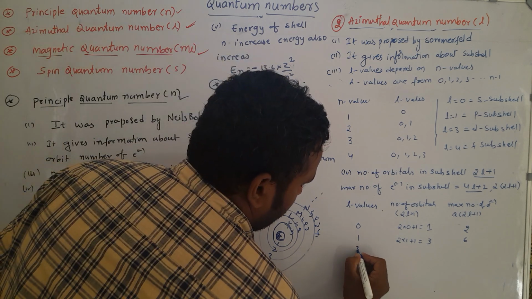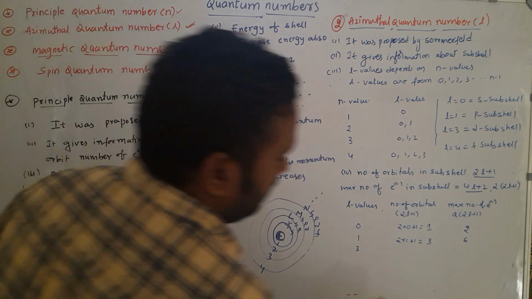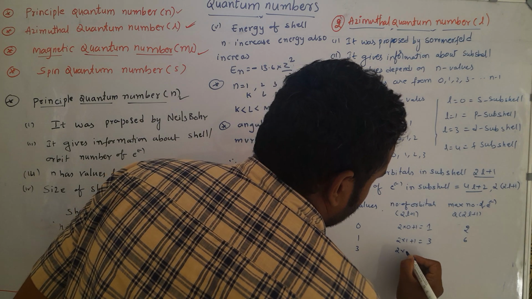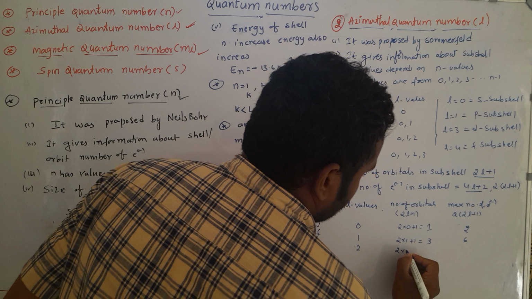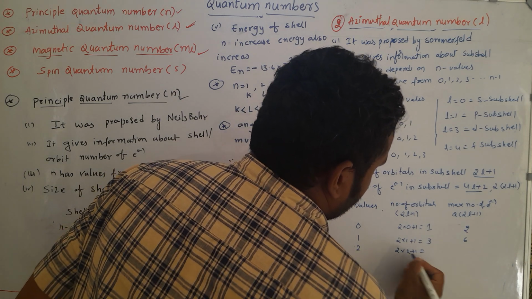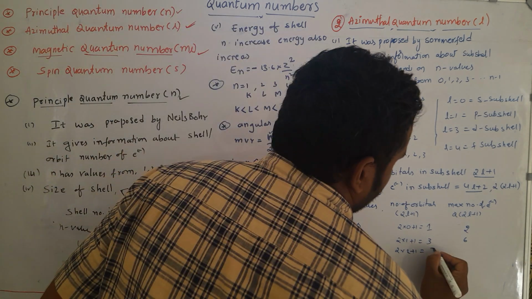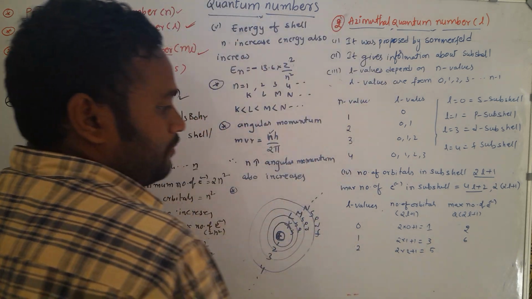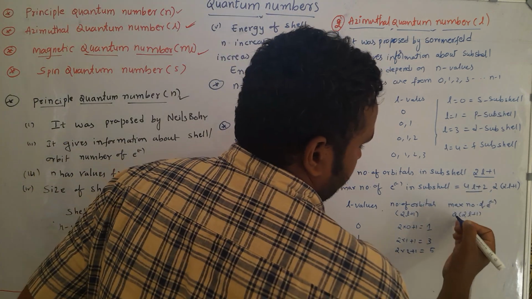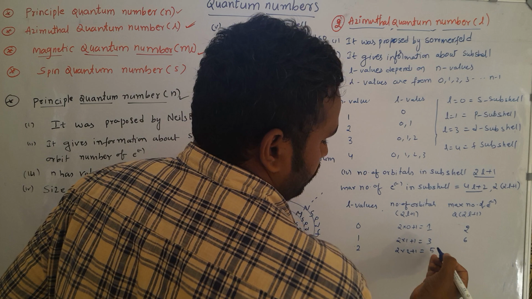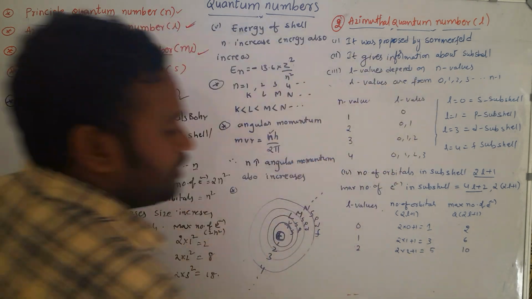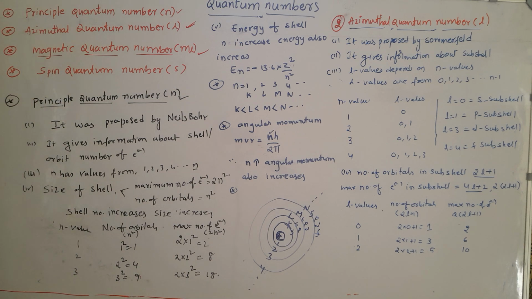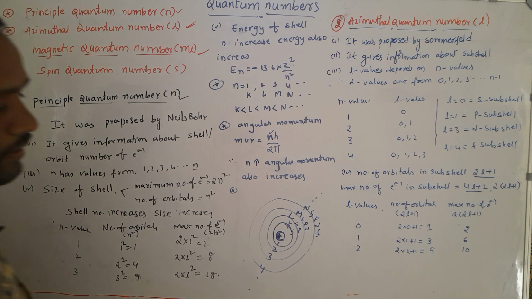Here L equal to 2, which means 2 into 2 plus 1, that is 2 twos are 4 plus 1, so it contains 5 orbitals. So with 5 orbitals, the maximum number of electrons we can fill is 2 into (2L plus 1). The 2L plus 1 value is 5, into 2 is 10. Likewise we can fill the maximum number of electrons and orbitals.